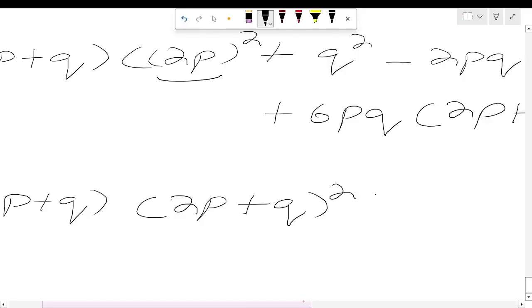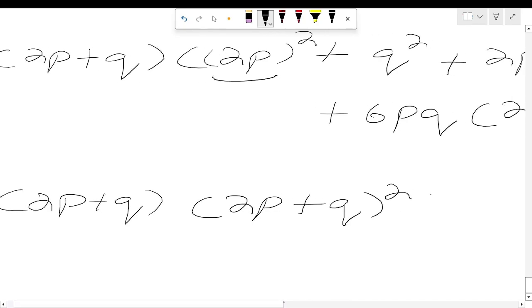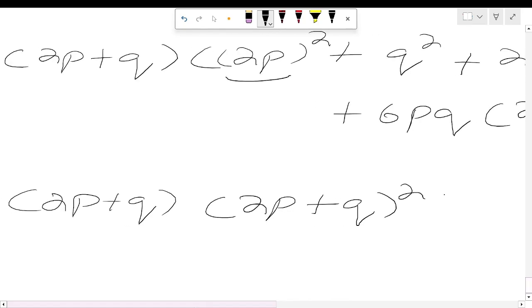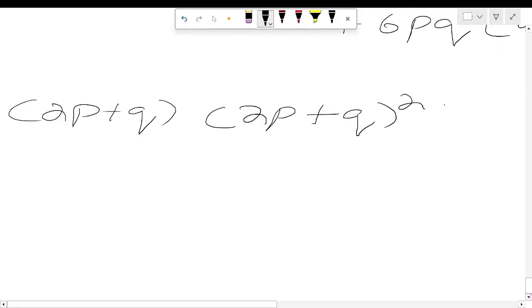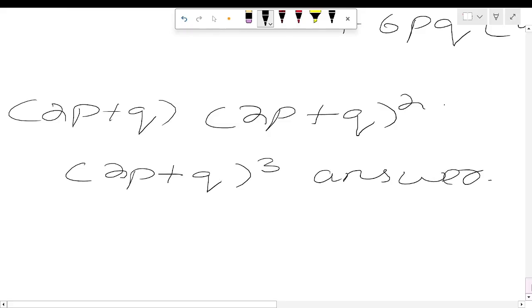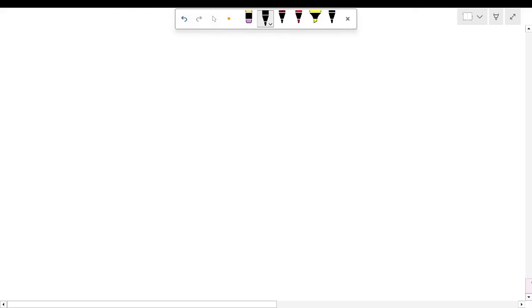And I think I made a mistake here. Positive value will come, not negative sign. So now we have 2p plus q and 2p plus q whole square. So both of these will combine to produce 2p plus q whole cube. So this is the answer for expression number 10. Now let's move on to expression number 11.